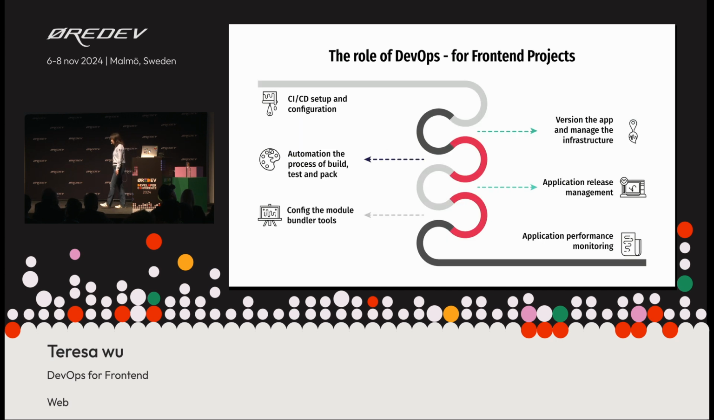So what does DevOps mean for a front-end project? In your front-end project team, do you have a dedicated engineer or dedicated team looking after your pipeline?